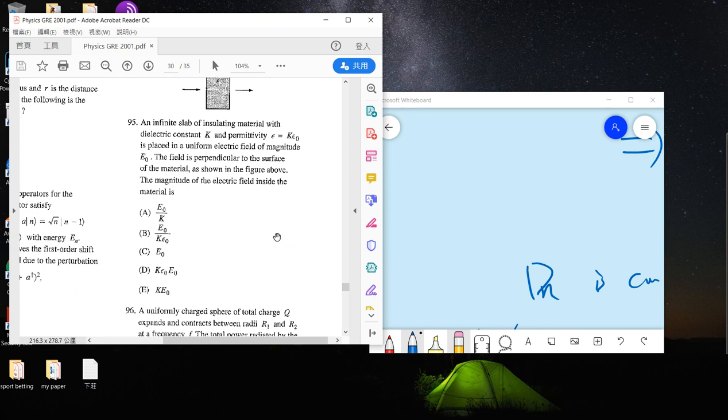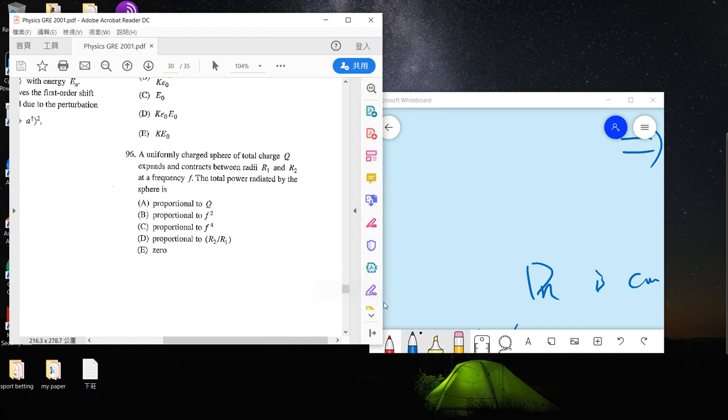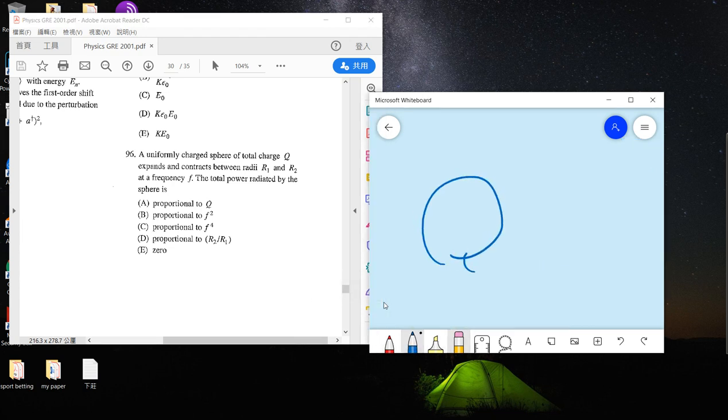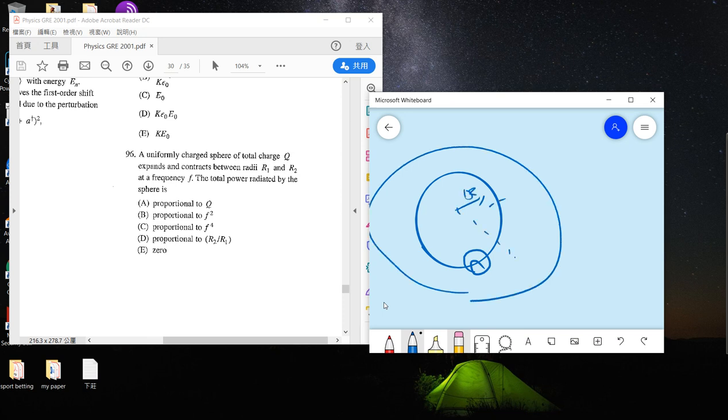Okay, so the answer is A. The answer is A. So 66. A uniform charge of total Q is expanded from R1 to R2, with the frequency F, and what is the power radiated by a sphere?